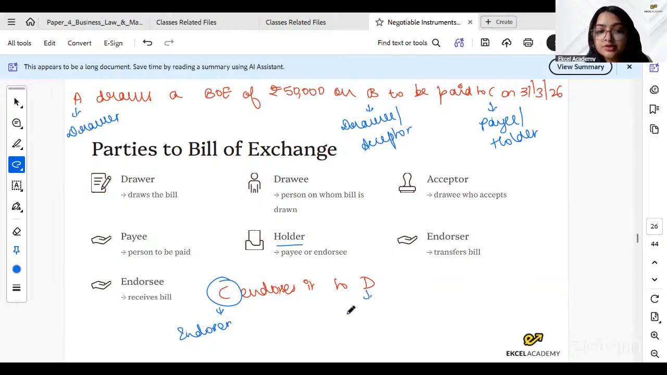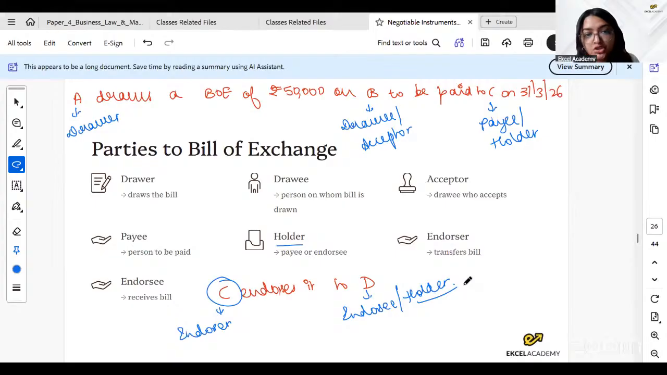Okay, D becomes your endorsee or the holder, because B finally has the bill of exchange with him. All right, so this is how you understand who are the parties to a bill of exchange. Please do not go mugging up the different types of parties that are there in a promissory note and bill of exchange. If you have understood the concept well, this will be very easy for you to remember. All right, so these are the parties in a bill of exchange.